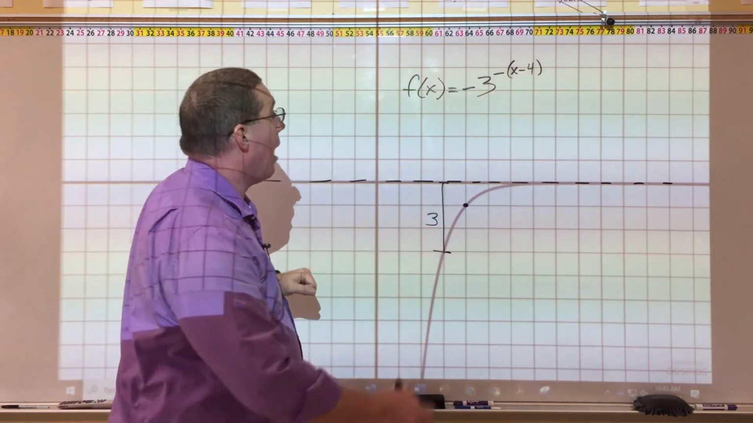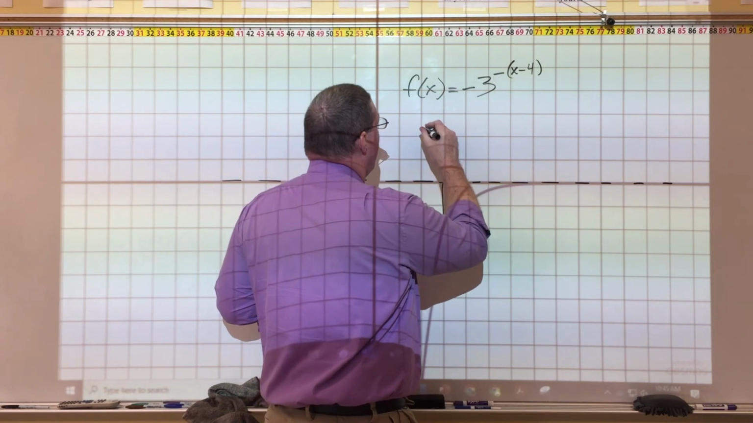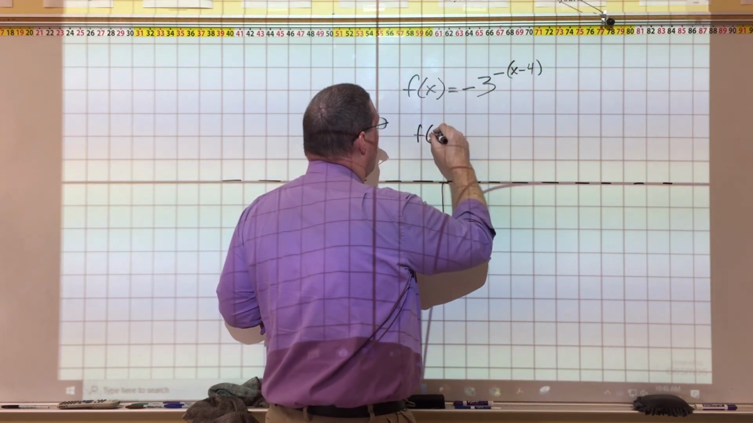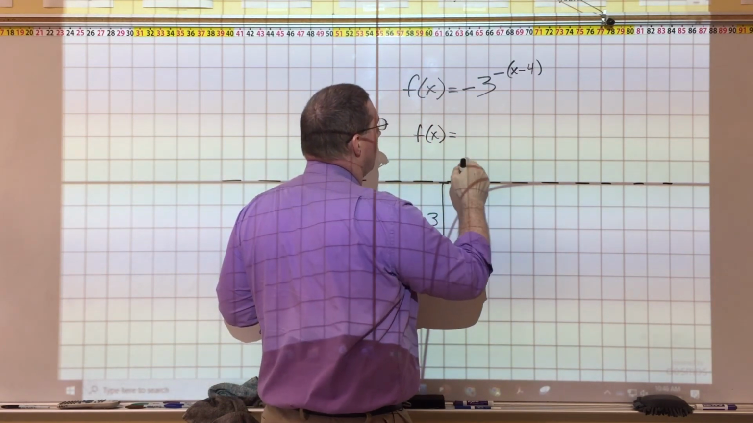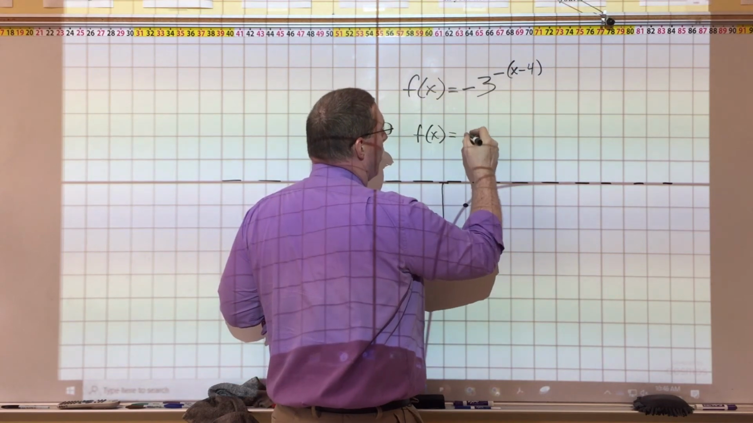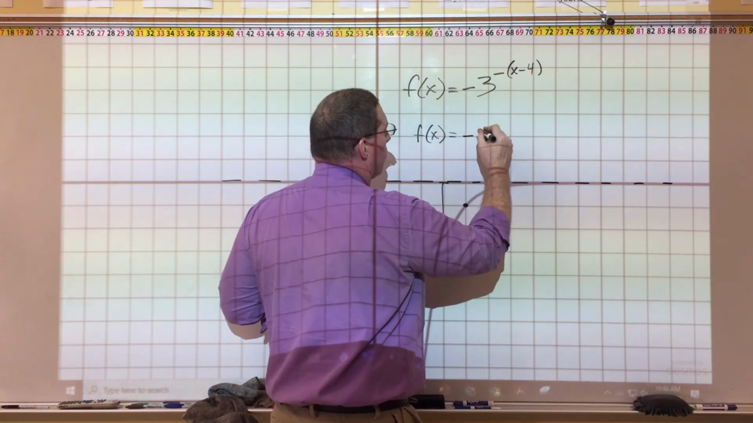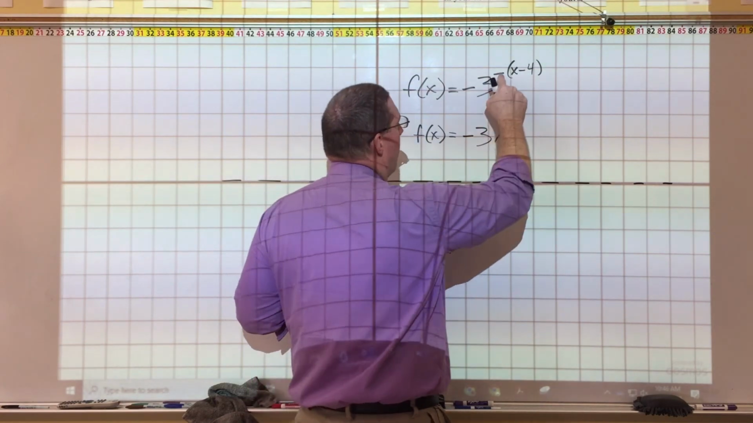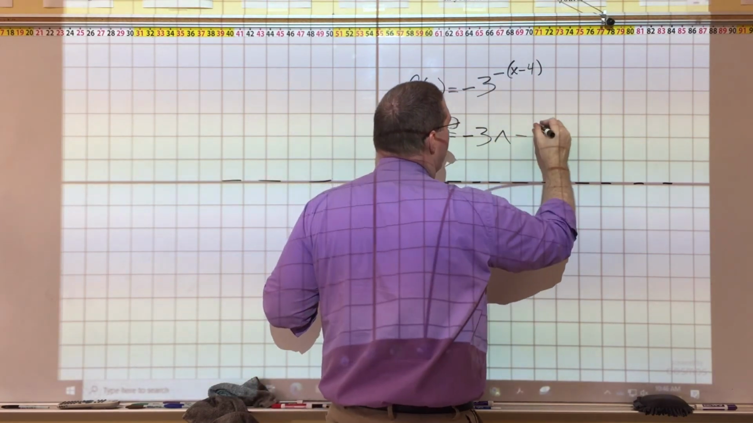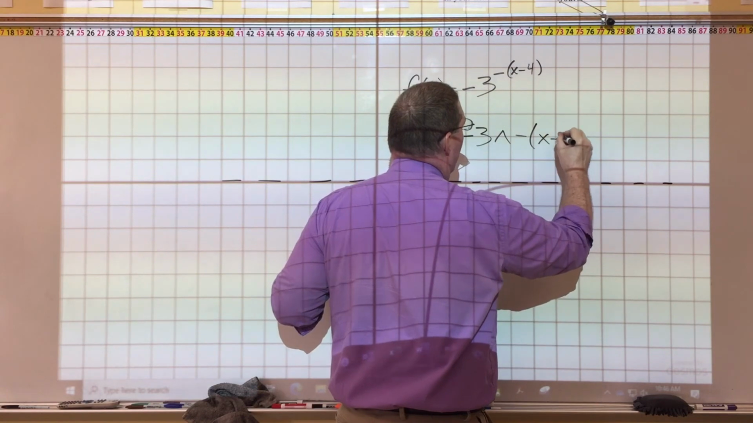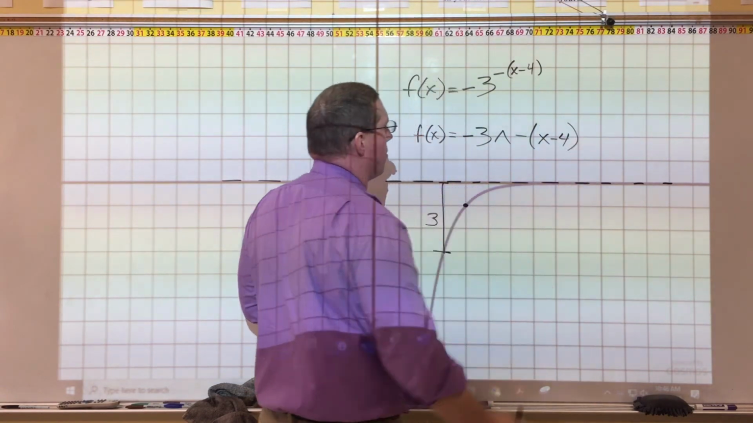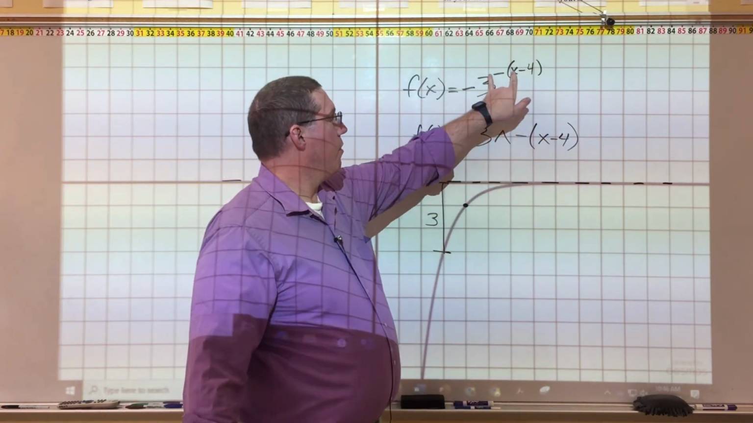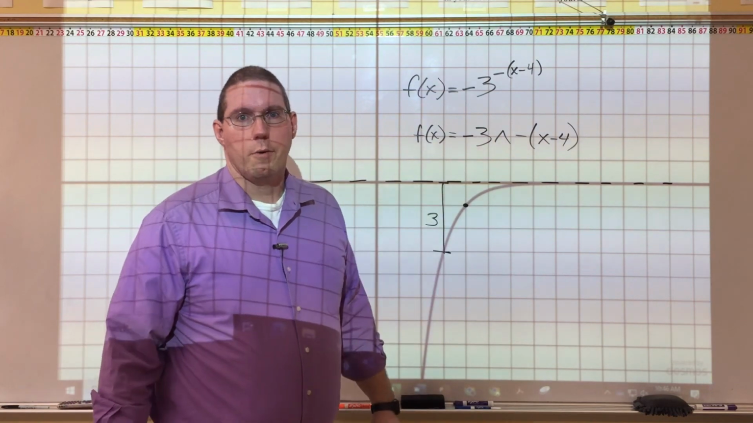Okay? Now, how would I write this in my answer box on the quiz? Well, on the quiz, what I would want you to do is write the negative, then the 3, now the exponent symbol, then the negative, then a parenthesis, then an x minus 4, and then close the parenthesis. And this is how you would write this answer on the quiz, okay?